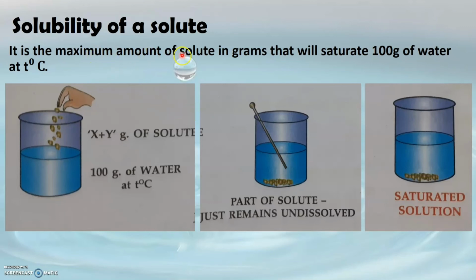So the maximum amount of solute, taken in grams, that can saturate 100 grams of water at a temperature of T degrees Celsius is called the solubility of a solute. In this case, beyond X plus Y gram, if we add any solute, it will not dissolve. This is because X plus Y gram is the maximum amount of solute that will saturate these 100 grams of water at a temperature of T degrees Celsius.